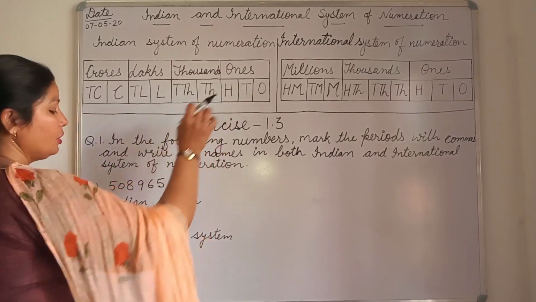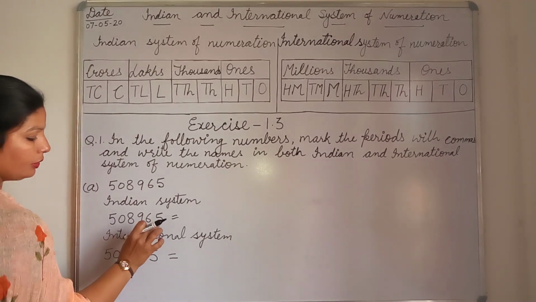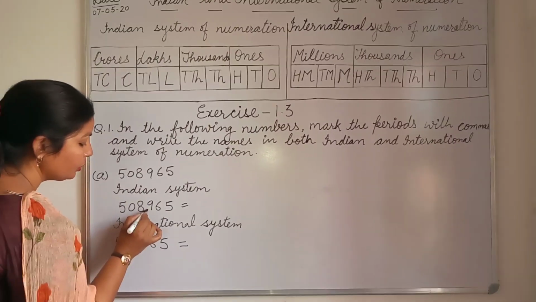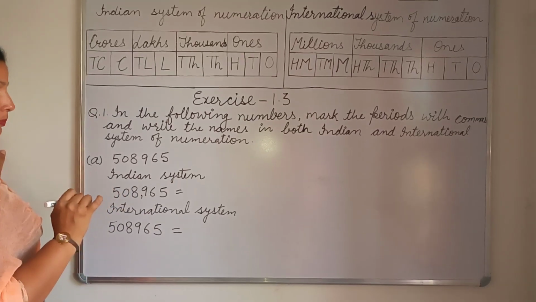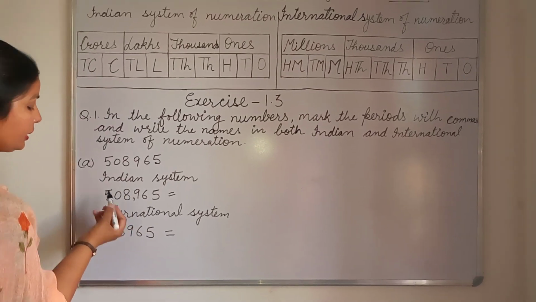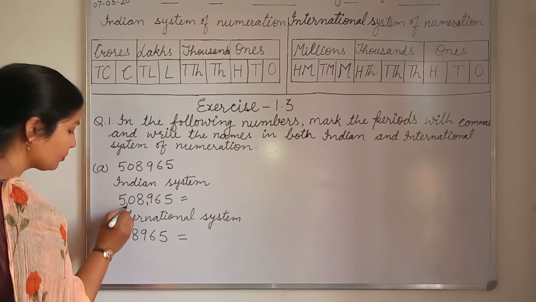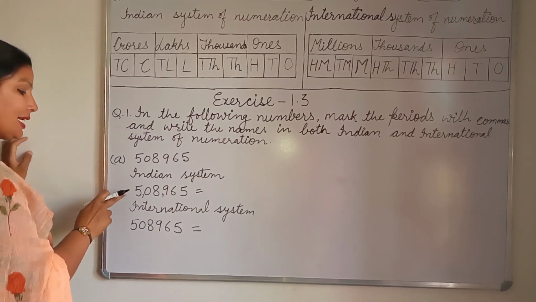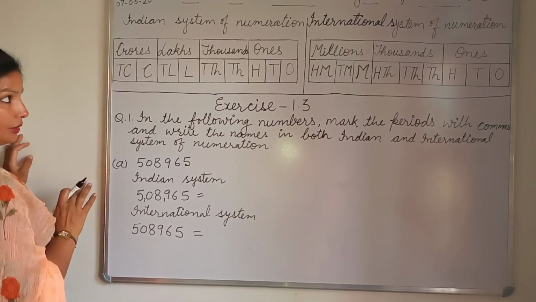Now in Indian system, ones period has three places. So firstly ones period: ones, tens, hundred. We put a comma here. Then thousand, 10,000, comma. Now it finishes on the lakhs. If there is more, then lakhs, 10 lakhs, comma, then crore, 10 crore.